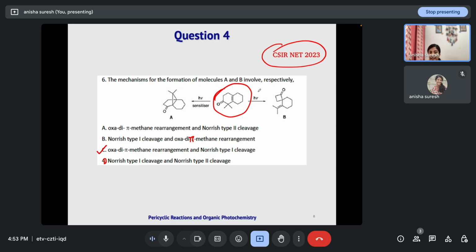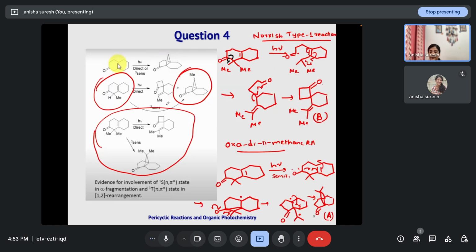So under direct irradiation, it will undergo an alpha fragmentation and then recombination, resulting in the formation of product B. And in the presence of a sensitizer, an n to pi star, pi to pi star excitation will take place, and a 1,2 rearrangement will result. So option C is the right answer.